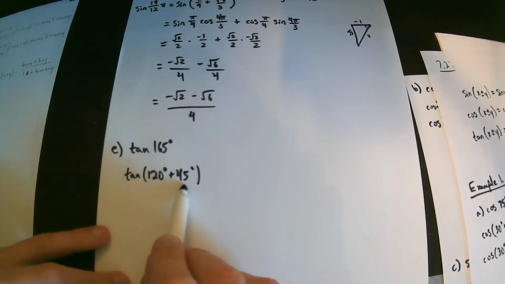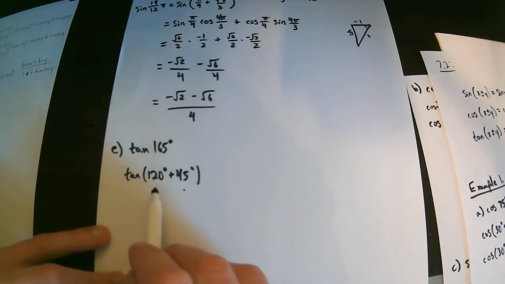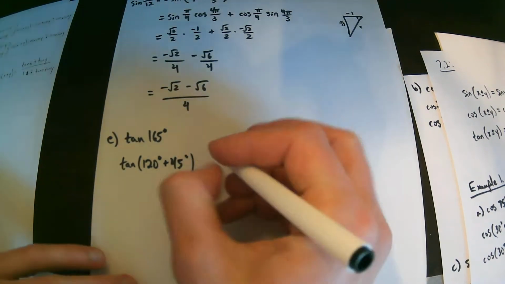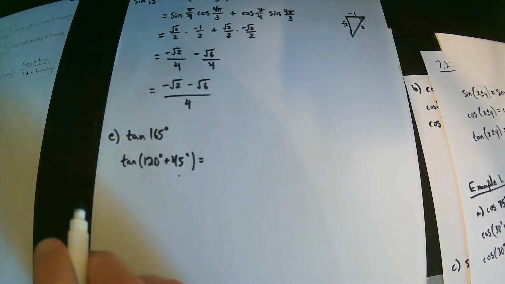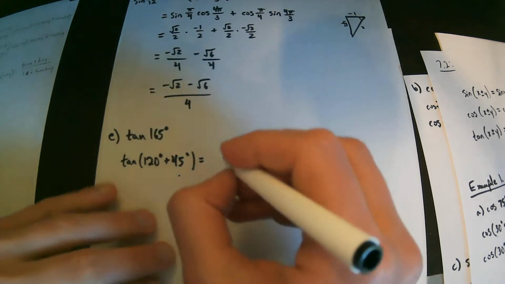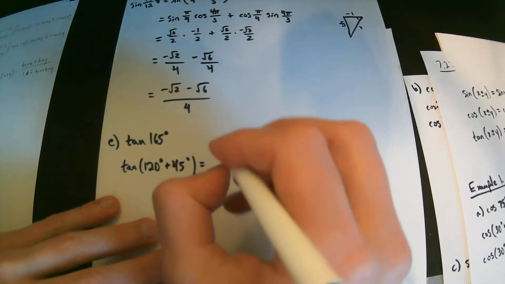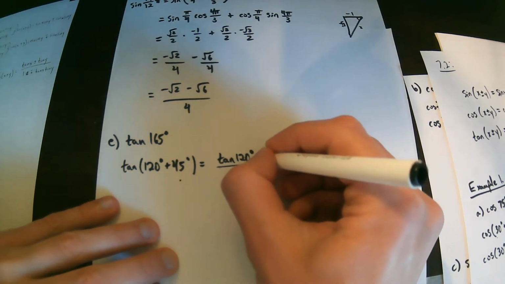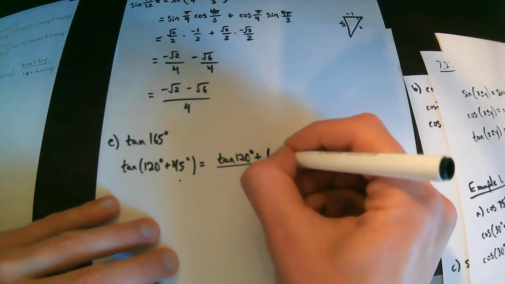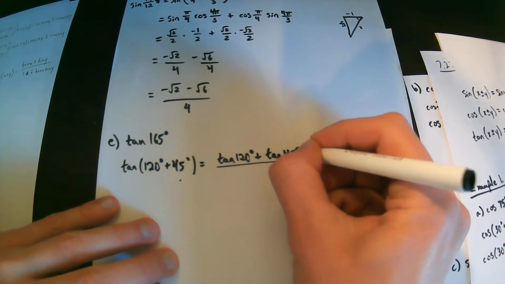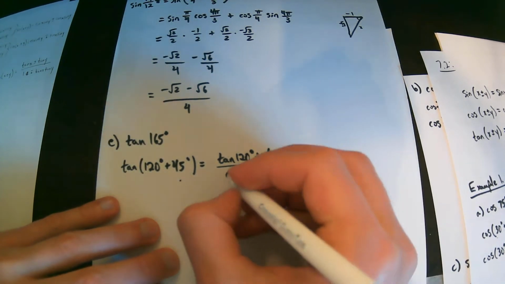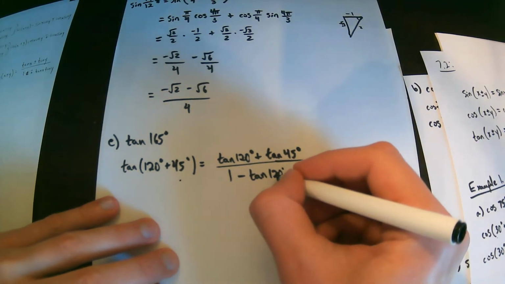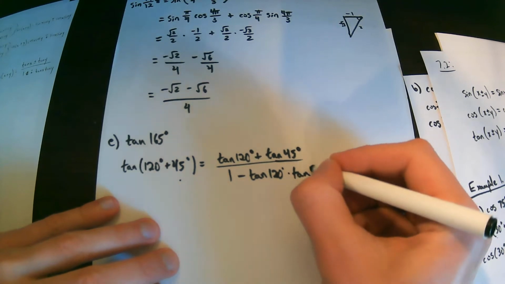So this is pi on 4 for 45 degrees, and 120 is 2 pi on 3. But we're in terms of degrees, so... Okay, now for tangent, I've got a weird formula that's a fraction. First of all, in the top, I'm going to have tangent of the first, 120 degrees, plus tangent of the second, 45 degrees, over 1 minus tangent of 120 times tangent of 45 degrees.